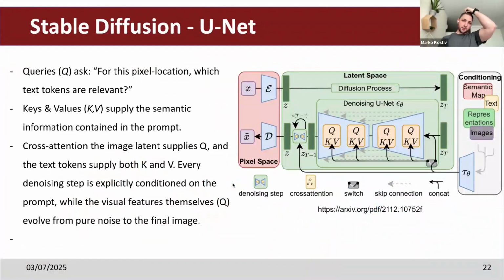Okay, sorry. Any questions here before we go into the guidance? Yeah, go ahead. I'm confused by step 3, the cross attention, the image latent. What's happening there?